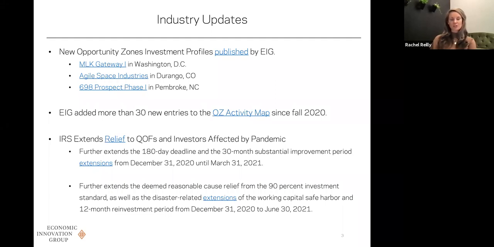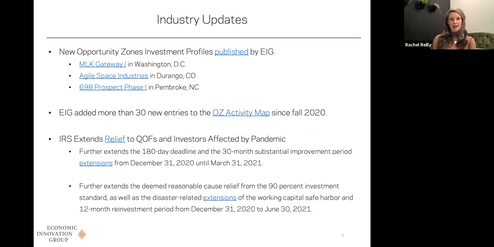So here we're just providing some industry updates. Right at the top, I want to note that EIG has released a new set of investment profiles. The first I want to highlight is MLK Gateway 1. We'll go into that a little bit more in a few slides here, but this is a project where a local minority-owned business worked with the DC government and a community development financial institution to create a hub for commerce and technology. And again, that's in Washington, DC.